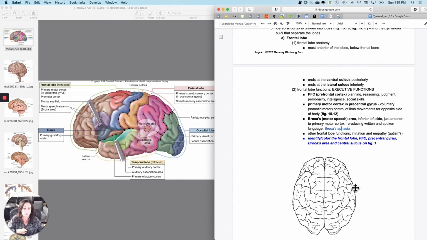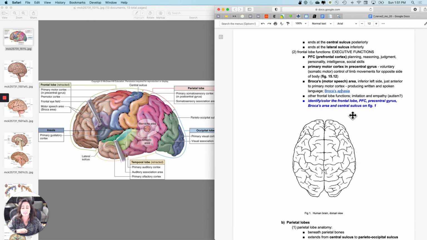So what you should do on this figure is identify as many of the things that we just talked about as you possibly can. Okay? And we will move on to the parietal lobes next.